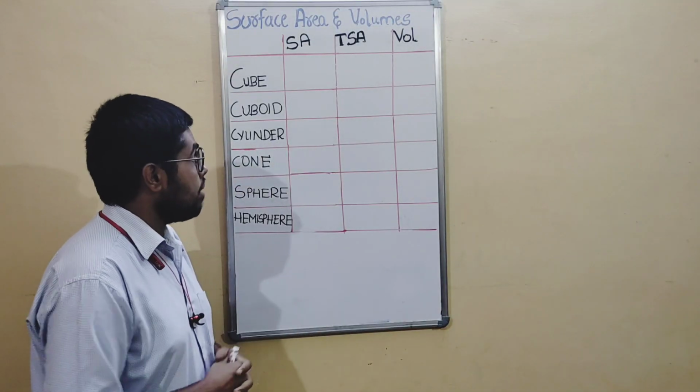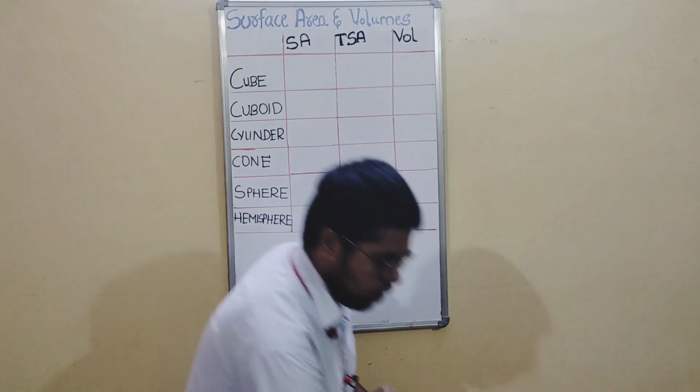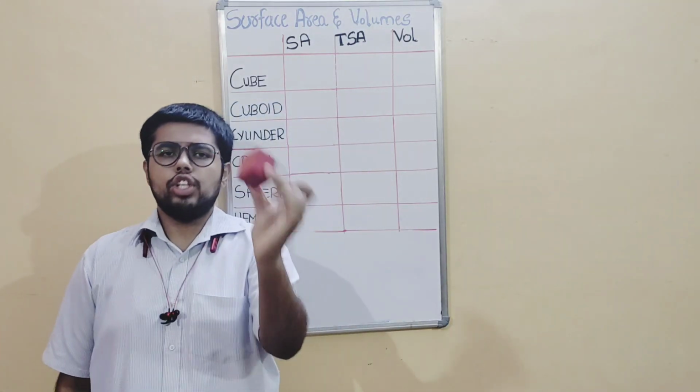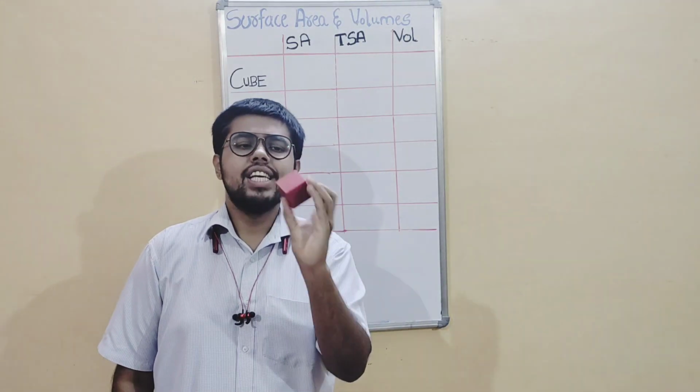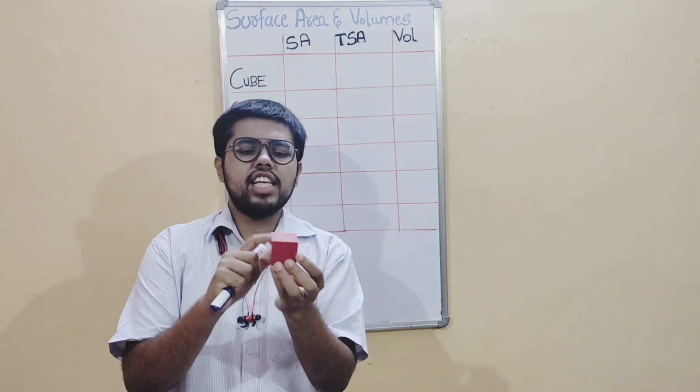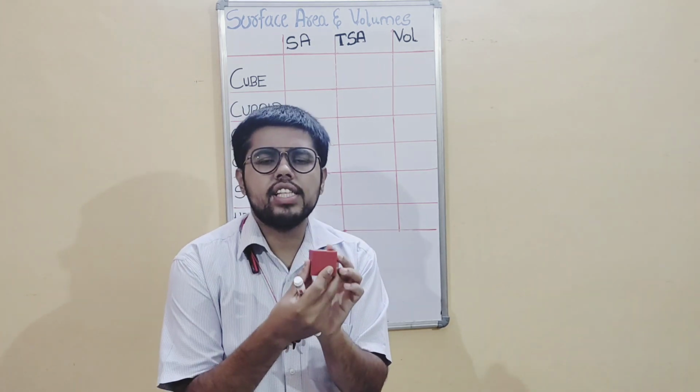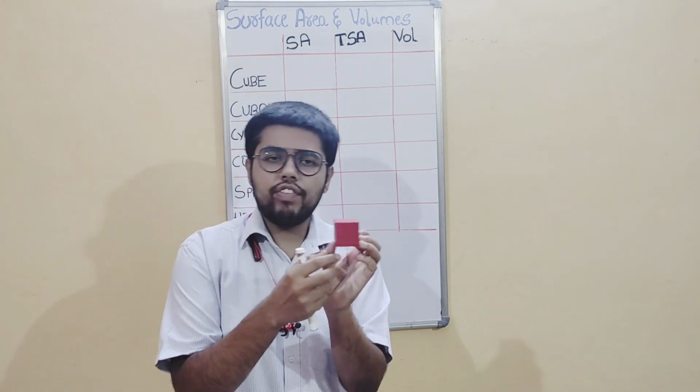So now, first shape, it is cube. We know what is a cube. So this is a cube shape, you can see here, which has 6 faces, correct? It has 6 faces, okay? All the faces are squares, right? All the faces are square.